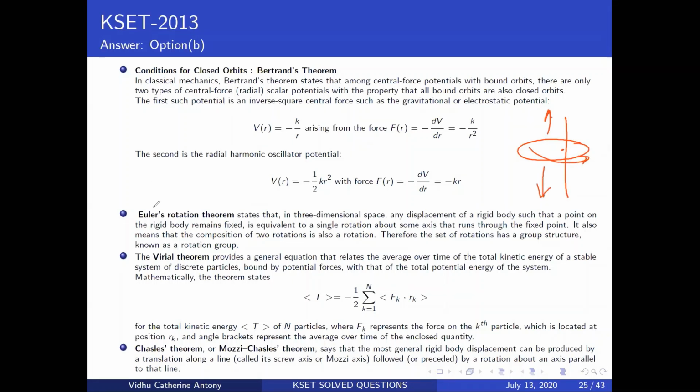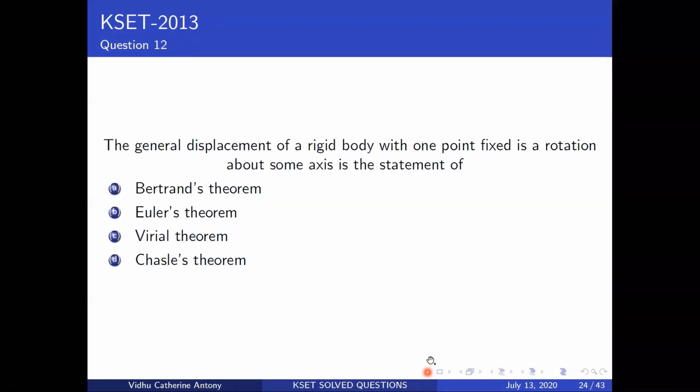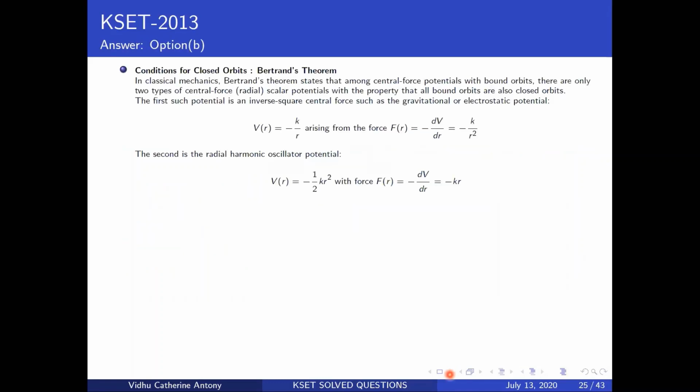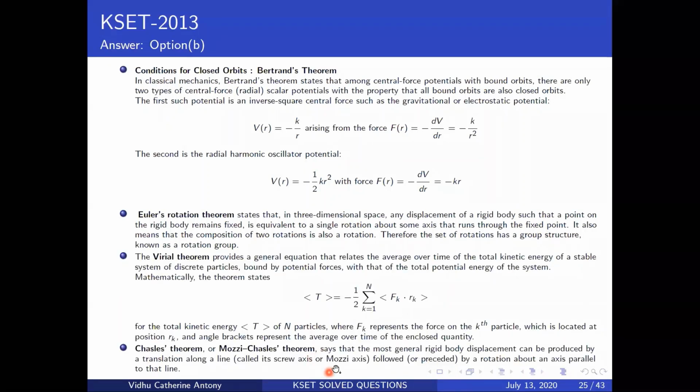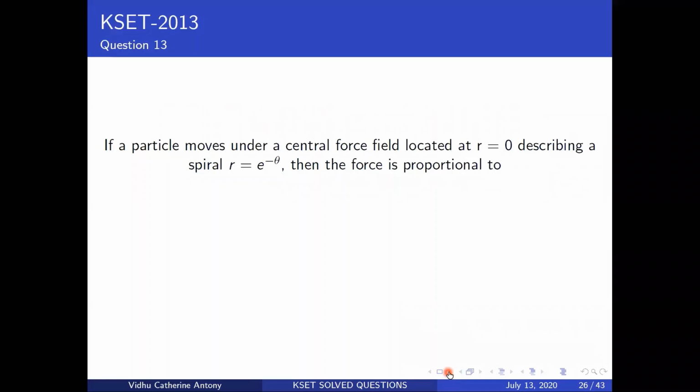So the question said, the general displacement of a rigid body with one point fixed is a rotation about some axis, is a statement of Euler's theorem, because Chasles' theorem involves translational motion too, not just rotational motion. So let's move on to the next question.